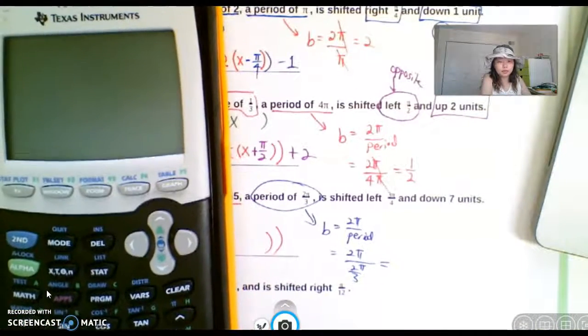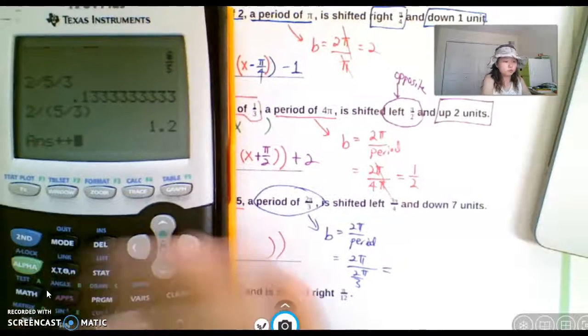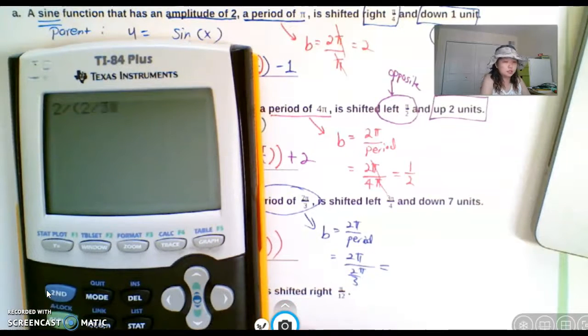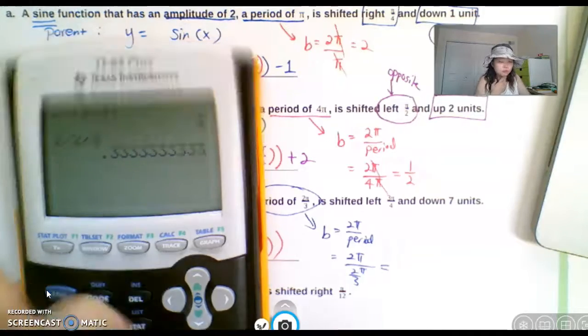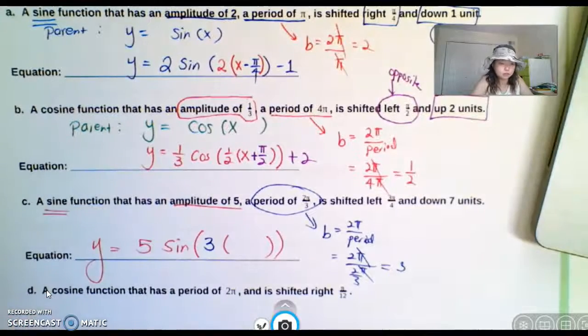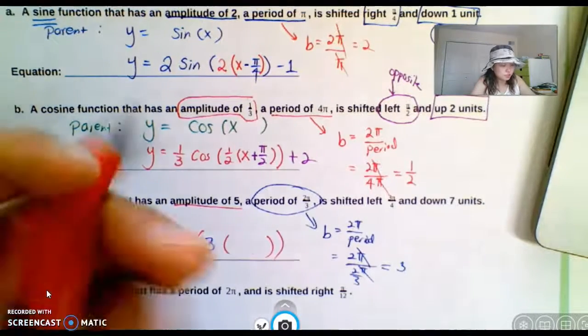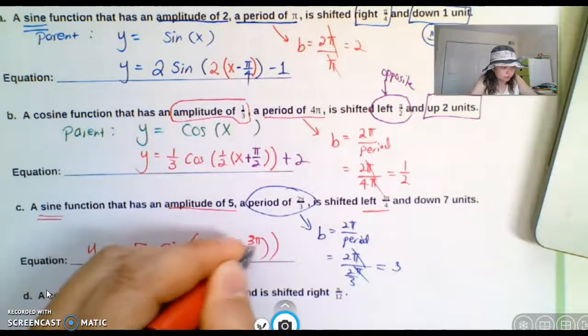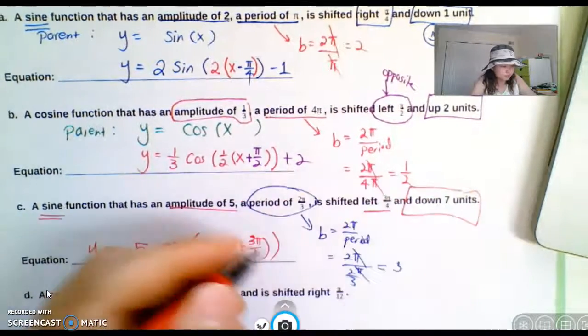One thing I have to mention maybe about 50 times so you don't forget is putting things in parentheses. Don't write it like this. You want to put it as 2 divided by 2/3. It's 3. Then pi's cancel out, so it's just 3. So that right there is going to be 3. And then shift: left, so you're going to add 3 pi over 4. Down 7. Down 7.